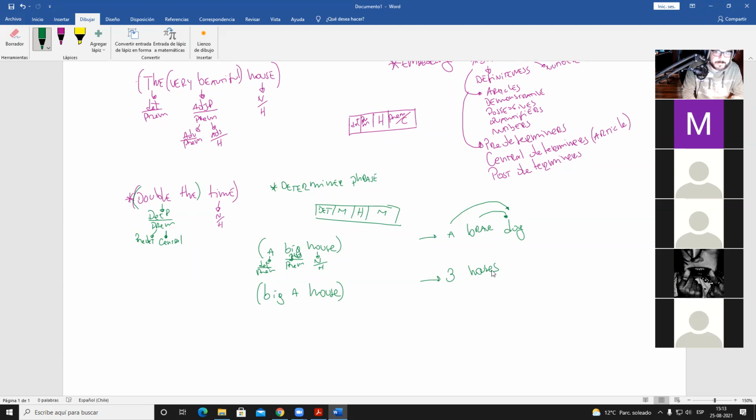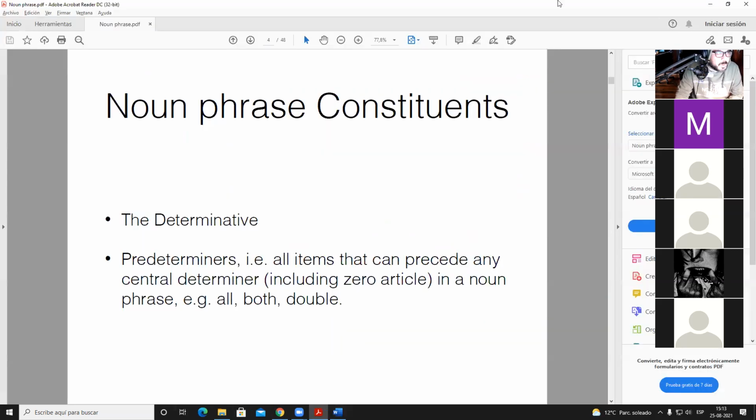Yes, they don't modify as much as other modifiers, as you have been saying. Okay, good. That's the idea, right? That's the idea. So they just provide number or definiteness. Okay.